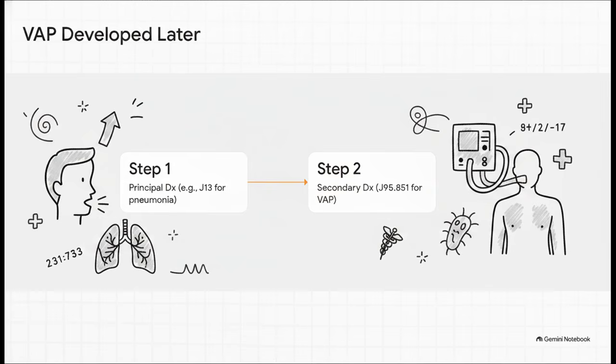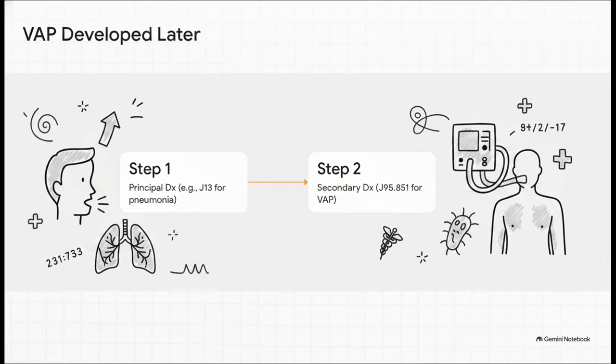So, what happens when the patient doesn't come in with VAP but they develop it during their stay? Let's walk through how this builds using a simple step-by-step sequencing flow. Imagine a patient is admitted with a community-acquired bacterial pneumonia. At the time of admission, the provider diagnoses pneumonia due to Streptococcus pneumoniae. Step 1. You'll assign the appropriate code from categories J12 through J18 as the principal diagnosis, so in this case, J13.